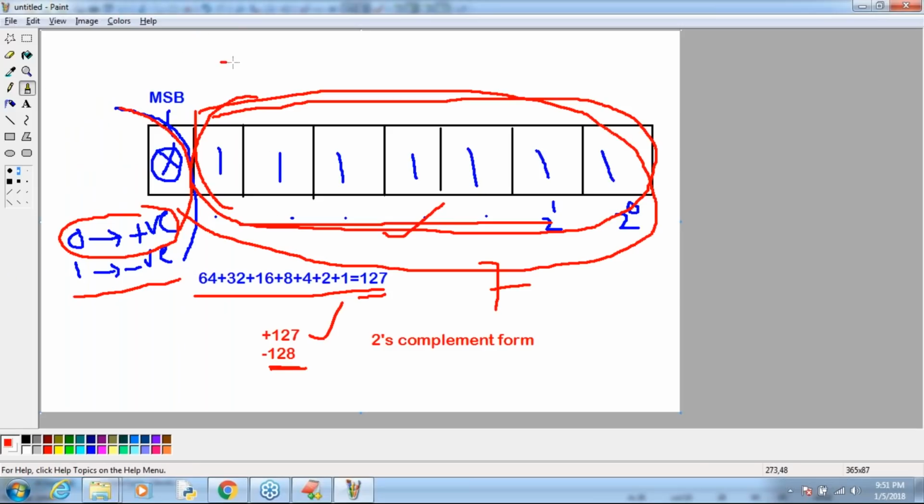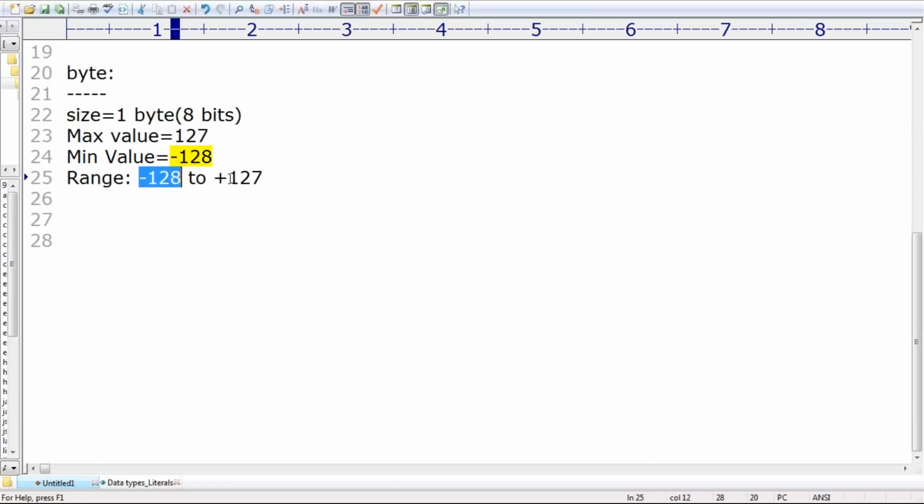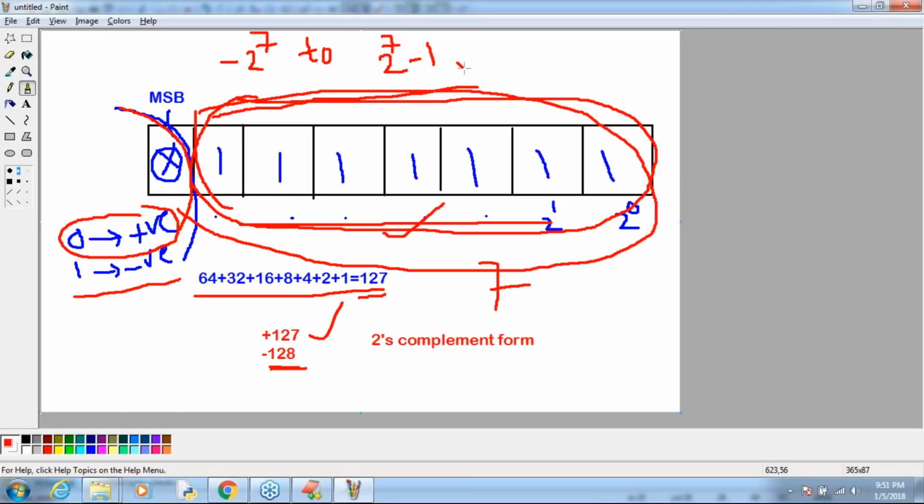We can also know this as minus 2 power 7 to 2 power 7 minus 1. Remember: minus 2 power 7 to 2 power 7 minus 1. Minus 128 to plus 127 is this value, which we can represent shortly. Up to this, any doubt?